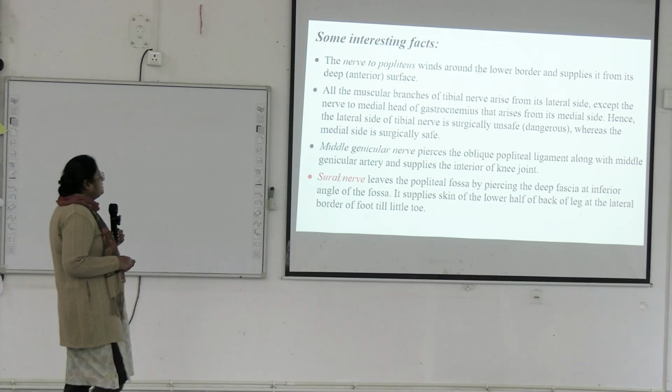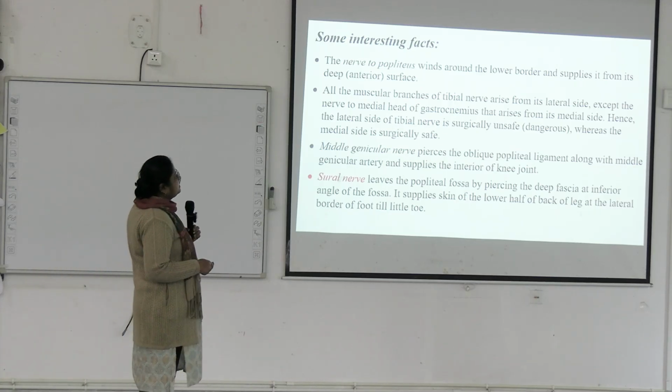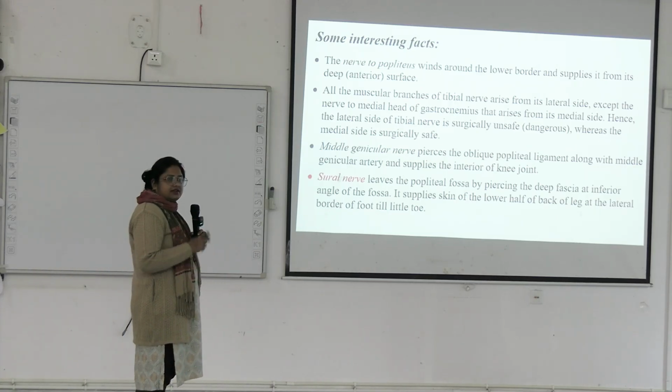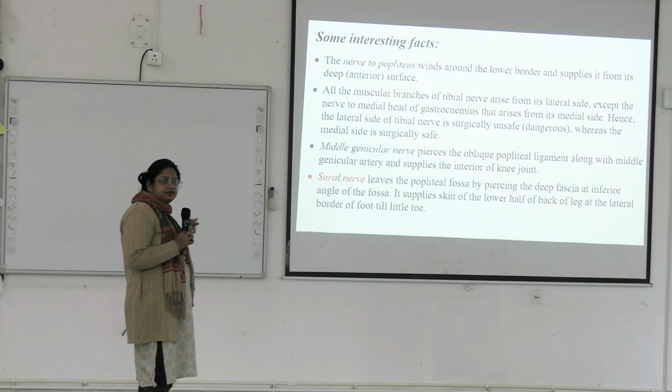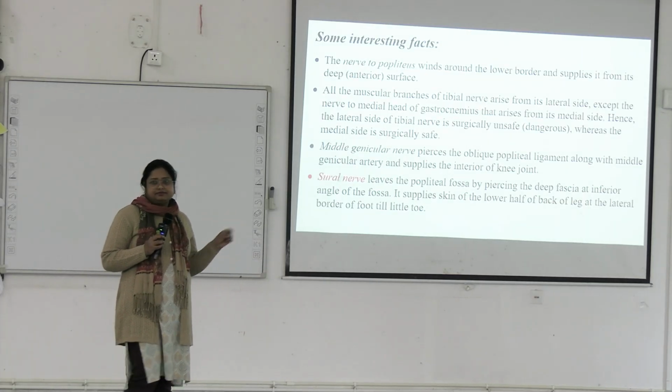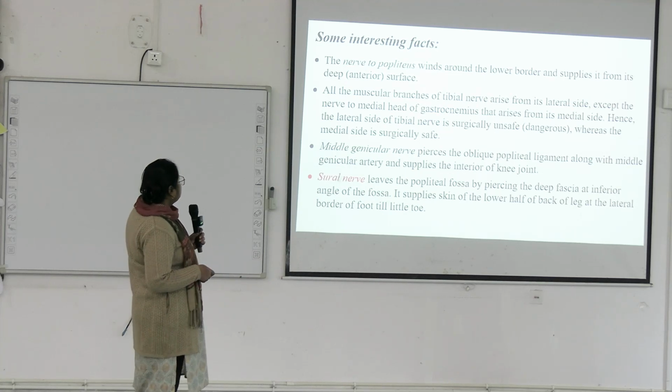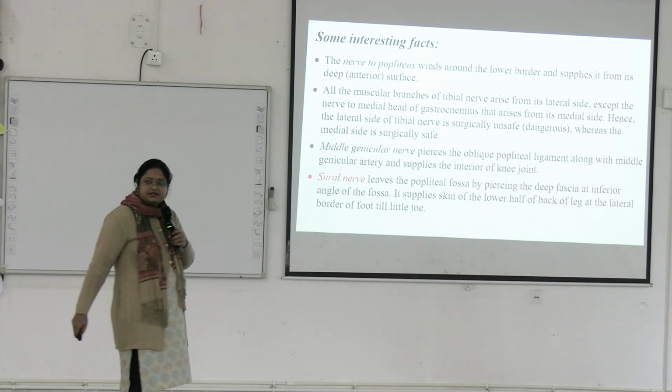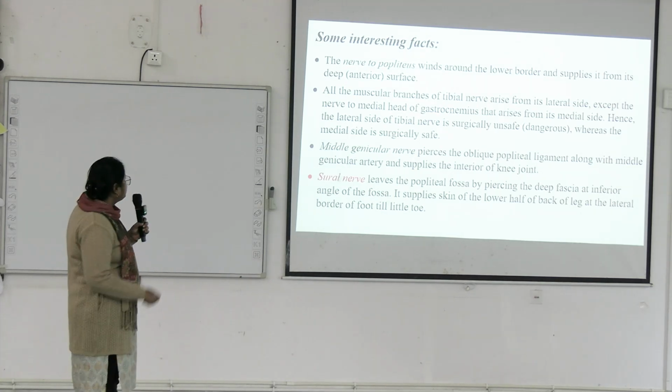Hence, the lateral side of the tibial nerve is surgically unsafe or dangerous. This is important. Explain why the lateral side is surgically unsafe. Whereas the medial side is surgically safe. No branch is coming out from the medial side.